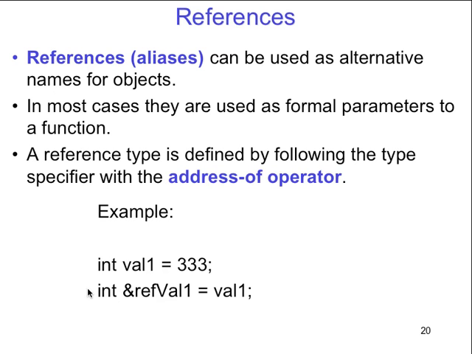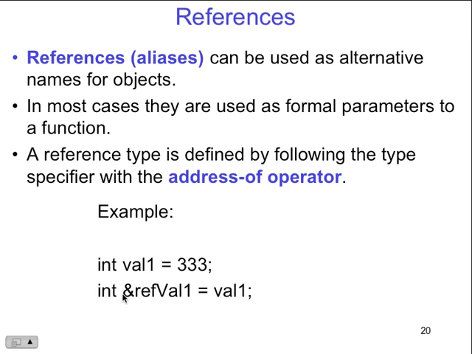Referencing is also referred to as aliasing. It can be used as an alternative name for objects. In most cases it's used as a formal parameter to a function. So we're referencing or aliasing a memory address that we're sending to a function that the function is going to manipulate. And the reference type is determined by following the type specifier with the address-of operator.